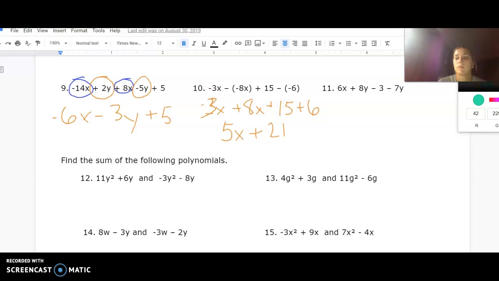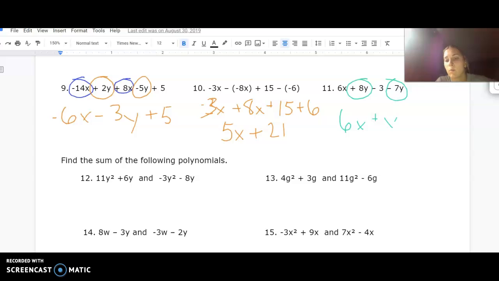I'm going to change my color so this doesn't overlap. Okay, number 11. I have 6x plus 8y minus 3 minus 7y. I don't see any other x's, so I'm just going to bring that right down. I'm going to do my positive 8y minus 7y. That leaves me with a positive y minus 3. So there's our answer there for number 11.